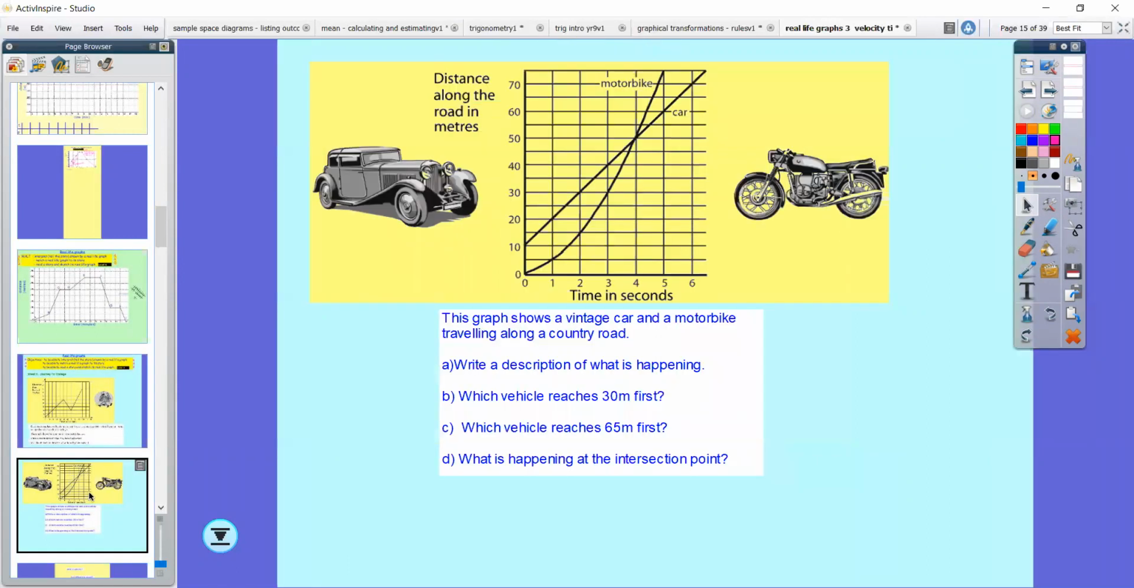And a second one of these here, some questions I've added as well about a car and a motorbike. What's happening at that intersection? And this is important, I think, especially when you get to velocity time graphs, because with velocity time graphs, at the intersection, a lot of students will transfer their understanding of distance time graphs. Oh, that means they're at the same place. In this case, it is the same place. This is when the motorbike overtakes the car, isn't it? Because the distance from the start is the same.